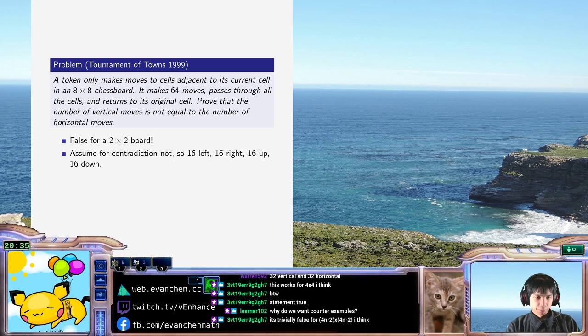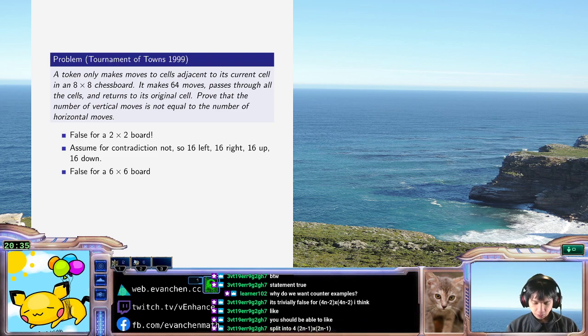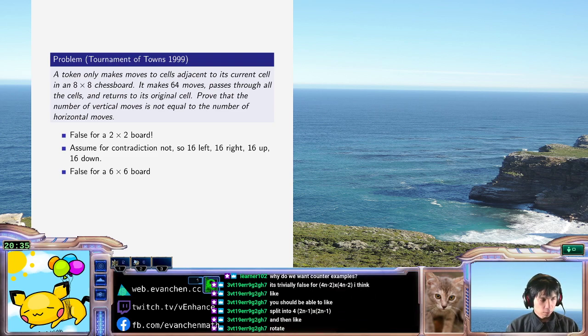Why do we want counterexamples? If you want to see what the non-examples look like so you understand. Yeah, like, if it's false for a 6x6 board, that's actually very worrisome. Or, I mean, that tells us a lot, I think, about... And then, like, rotate. Oh, that's good.